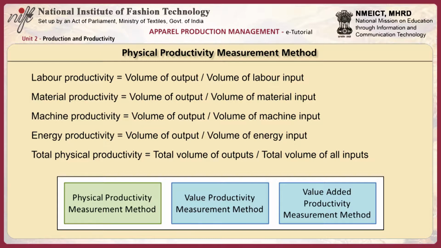Labor productivity, that is volume of output divided by volume of labor input. Material productivity, that would be volume of output divided by volume of material input. Next comes machine productivity, that is volume of output divided by volume of machine input. Another option would be calculating in terms of energy productivity, volume of output divided by volume of energy input. Total physical productivity, which would be total volume of outputs divided by total volume of all inputs. As you see in these formulas, the name of the productivity depends on the type of input.